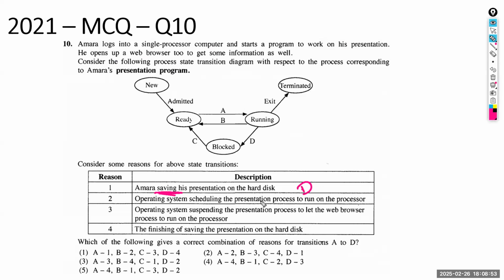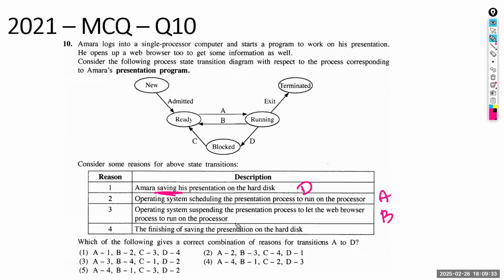Operating system scheduling the presentation process to run on the processor. Now it has been scheduled to run, so that means ready to running. Operating system suspending the presentation process to let the web browser process run. That means you are taking it back to ready so that the web browser program can be taken to run. So remember, this is called suspending. Therefore this is B, running to ready.